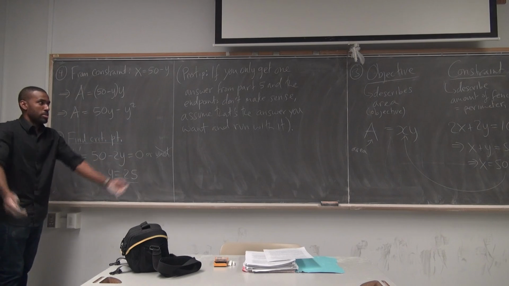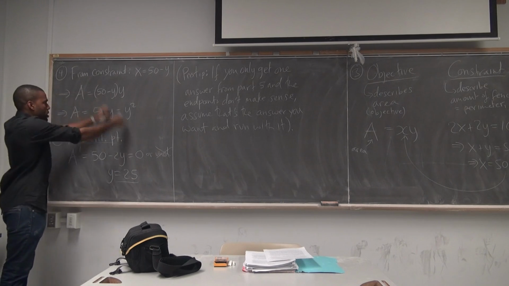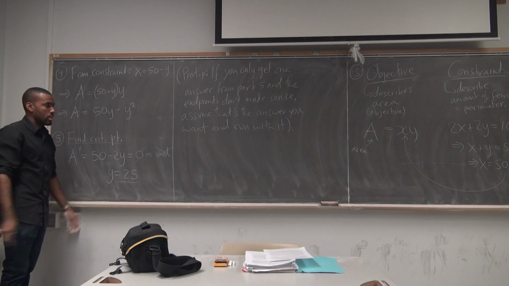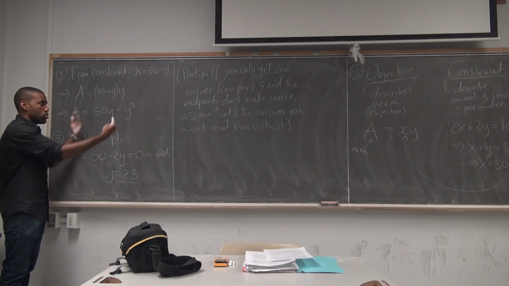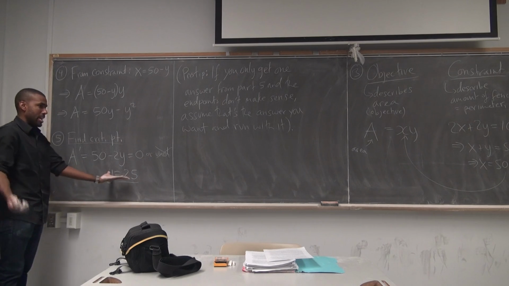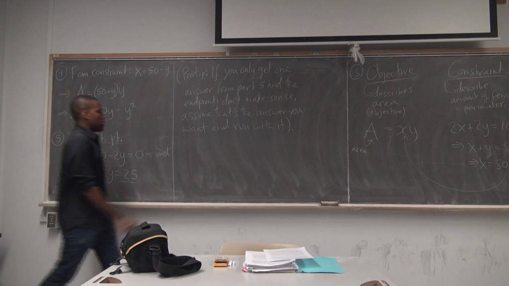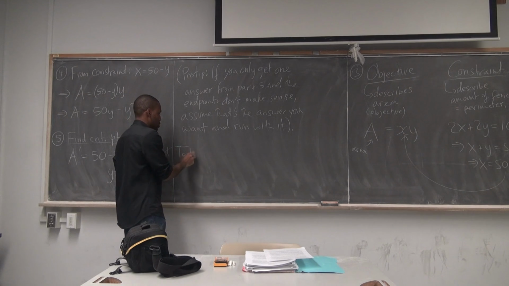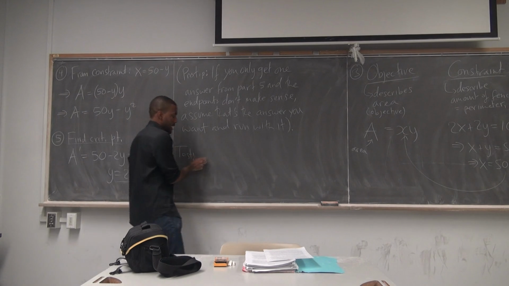Or at the other extreme, I could take all 100 feet of fencing and put it in the y, but then I wouldn't get a rectangle either. So the endpoints 0 and 100 do not make sense, right? So I only got one answer from problem 5. That's going to be the answer I want. But I could test it just to make sure. In this case, I would think of it as an optional thing.